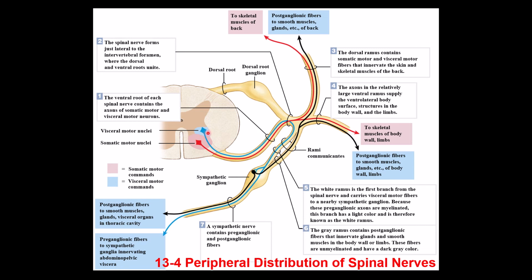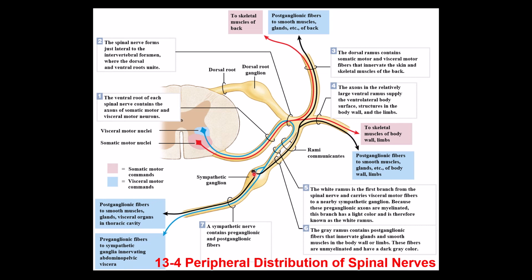Now this one is a little more complicated, the visceral motor. The cell body is located in the lateral horn, and it leaves the spinal cord through the ventral root. It goes to the spinal nerve, but now it goes to the sympathetic chain. Initially, it goes through the rami communicantes, and you can see there are two different parts here. This is called the white ramus. Why is it white? Because it is myelinated. So it goes here and makes a synapse in the sympathetic ganglion.